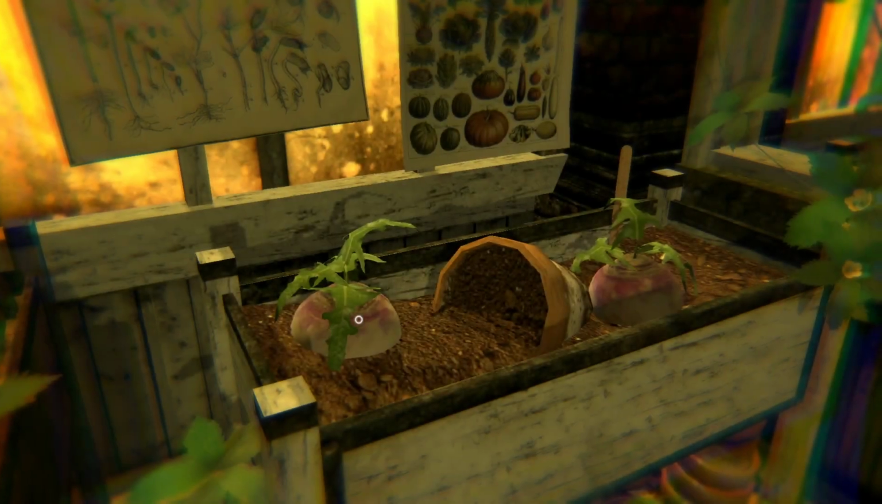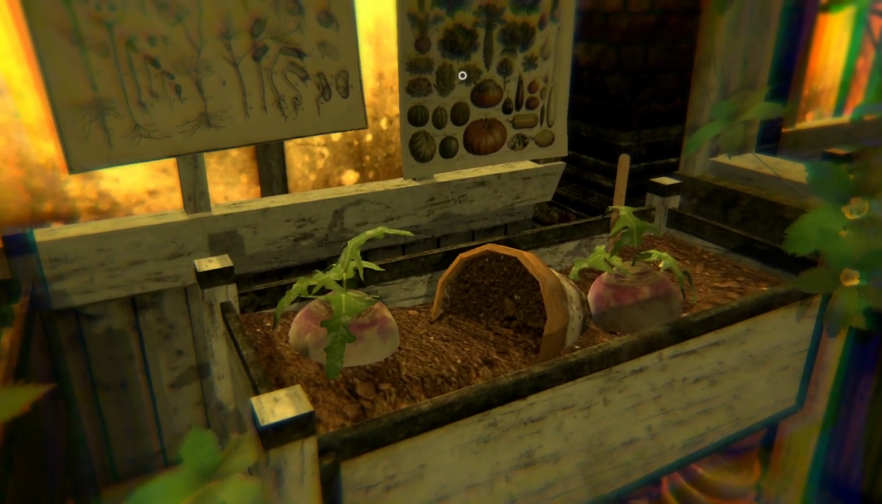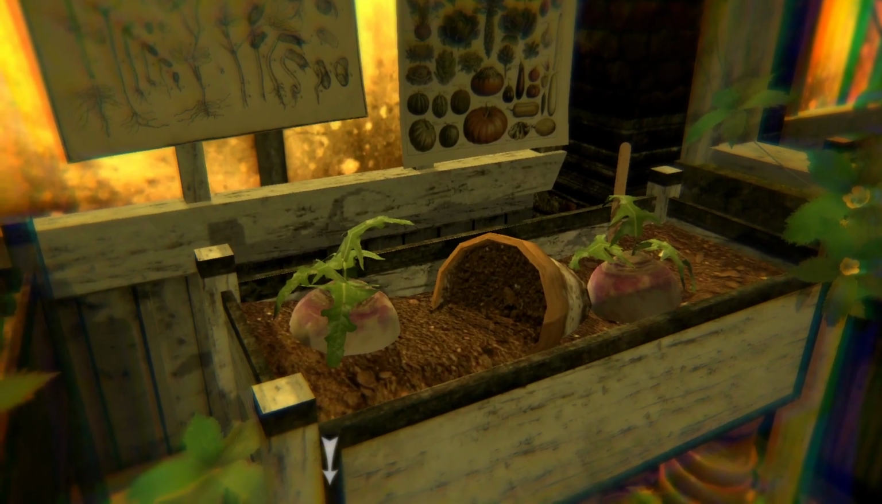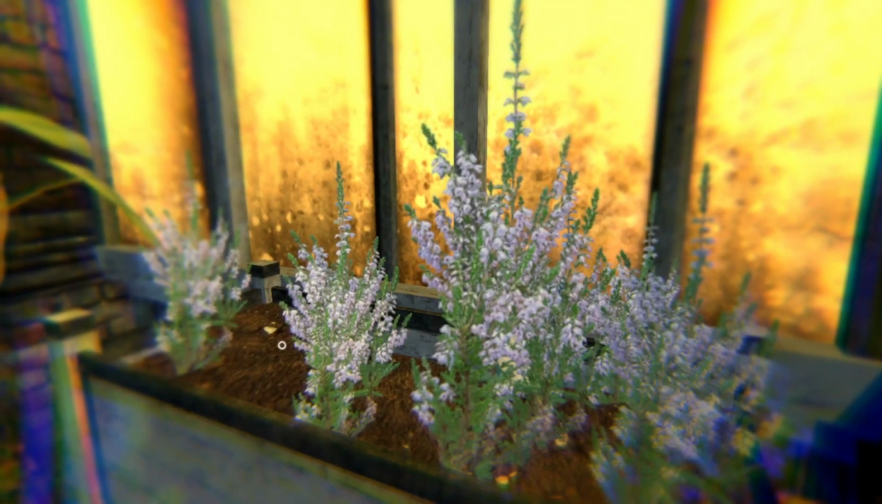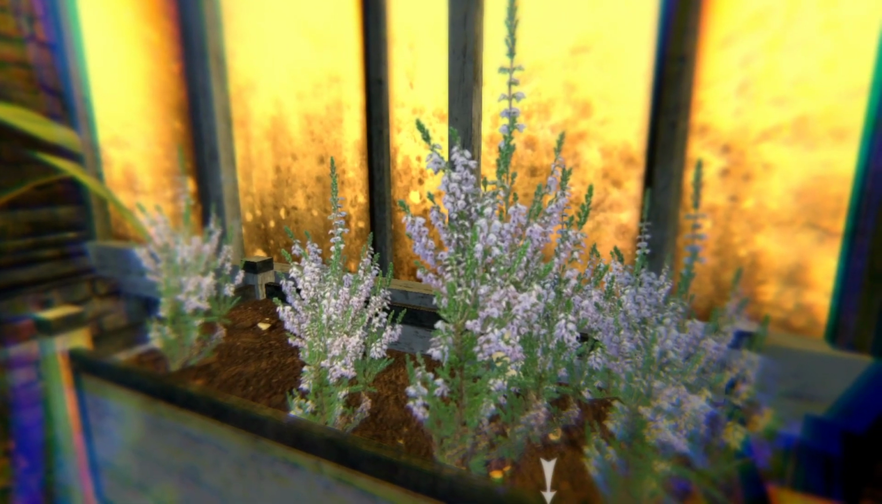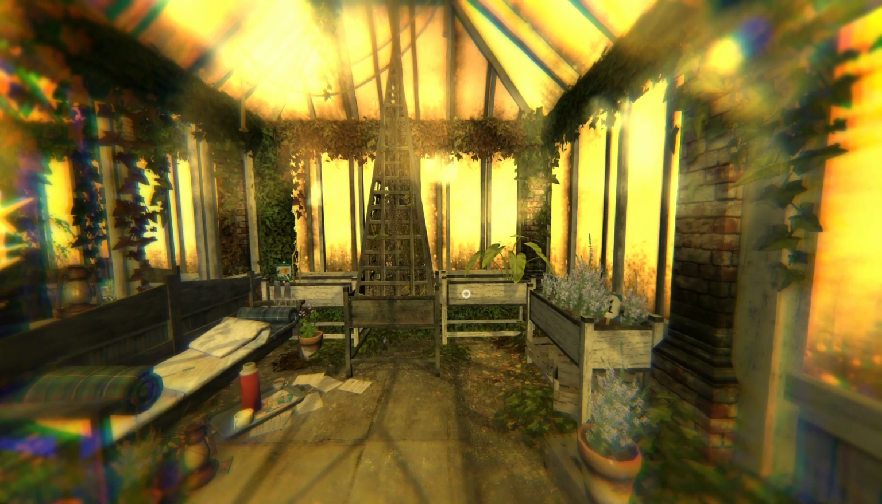Okay. Hey, that's my vegetables I planted. I wonder if there are two in number one, because I planted two things in there. Nope. This is wood heather. Alright, so that worked. Okay, good.